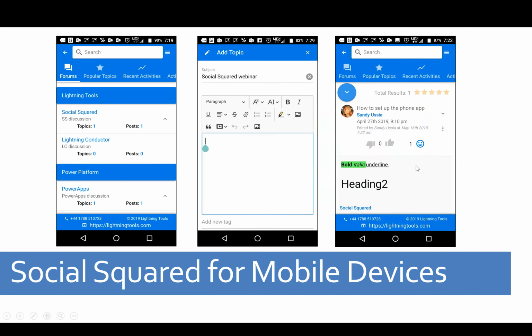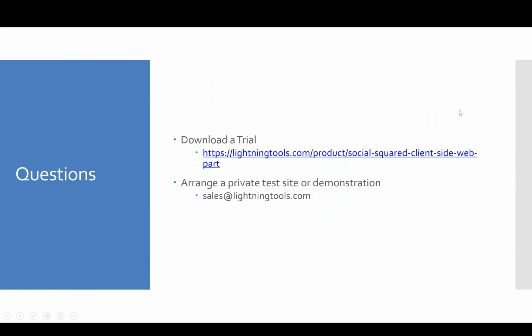So that's basically the new version of Social Squared. And what I'm going to do now is just open up to see if there's any questions or any feedback that you want to provide on it. Obviously everybody is muted, so if you do have any questions, you can raise your hand. And once you raise your hand, I can unmute you and feel free to ask your question. I see we've got one already, so I'll unmute you in just a moment.